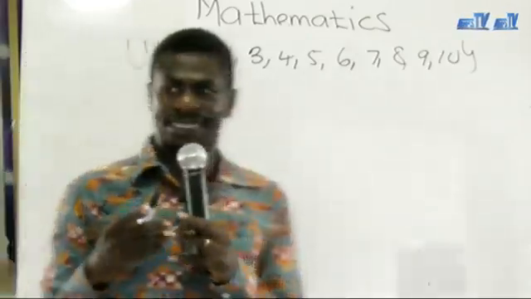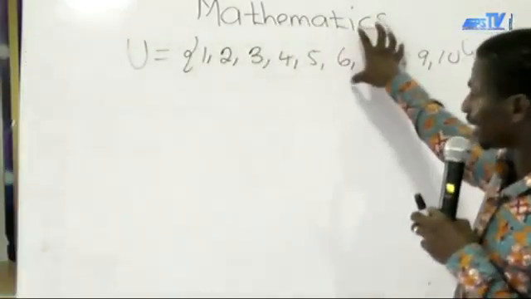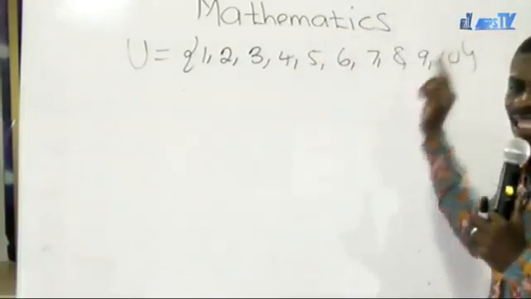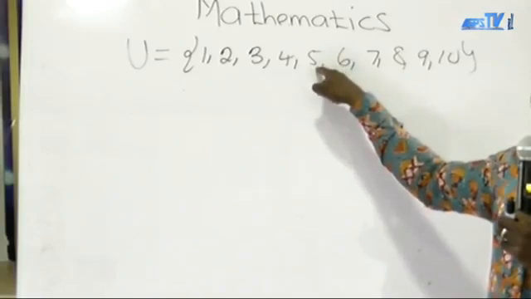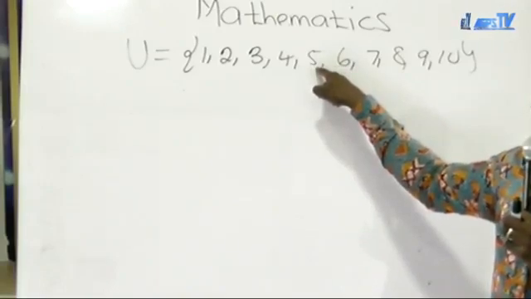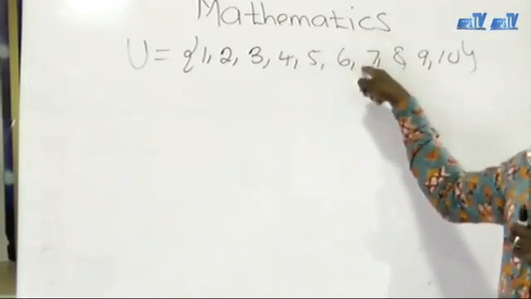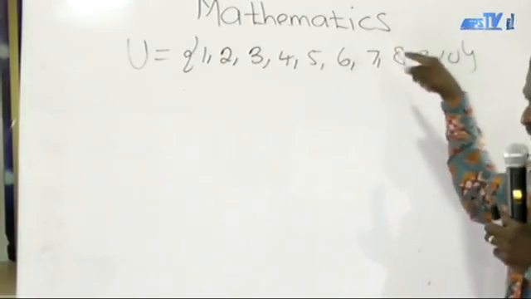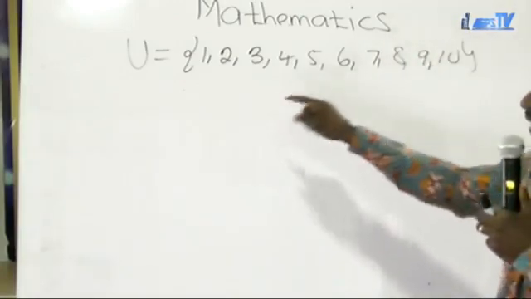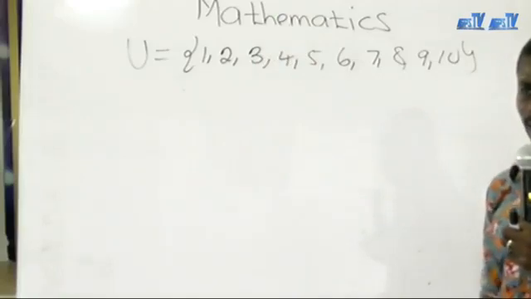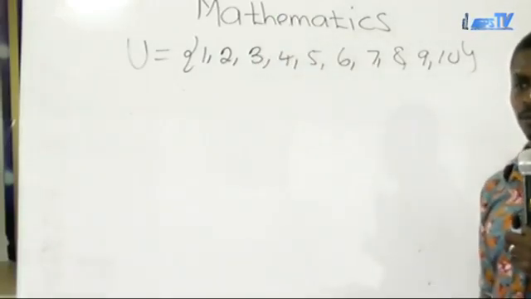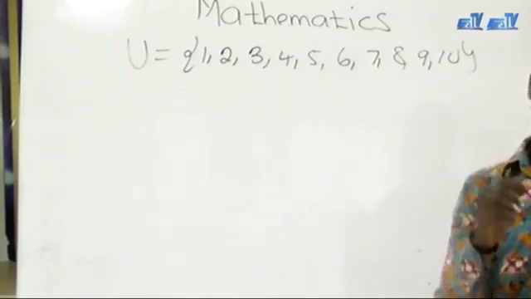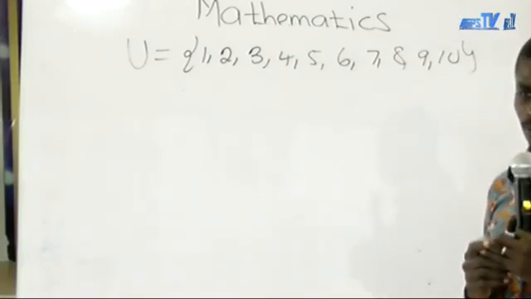Now, if this is the universal set, any other set I will mention will have to come from this set. Any set you write that its members cannot be found in the universal set will not be correct. And this is where students have the difficulties.